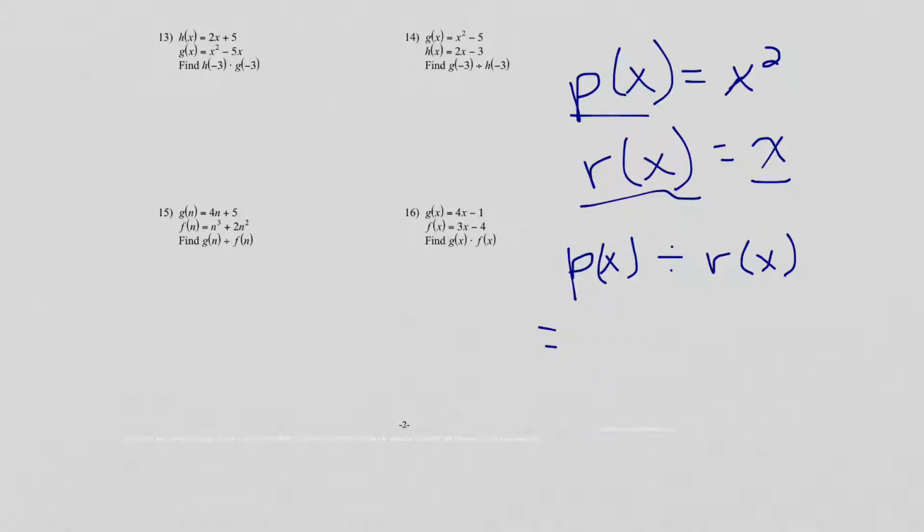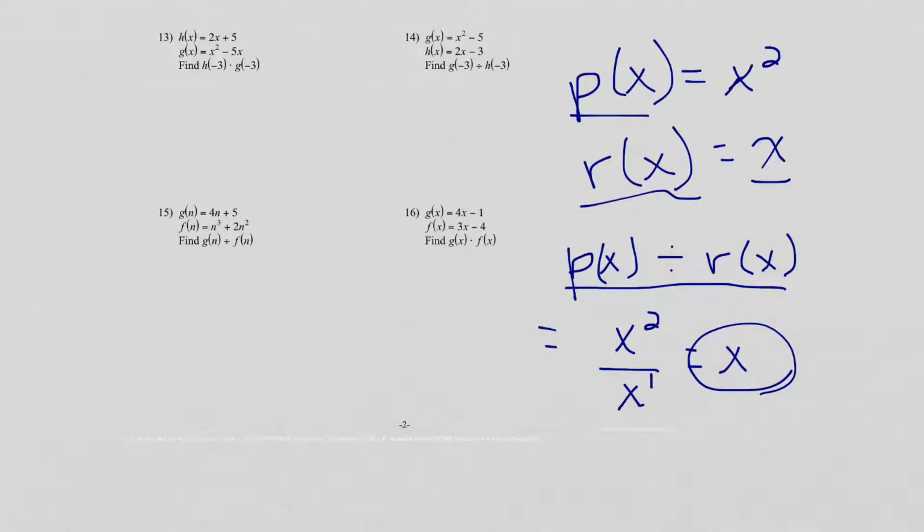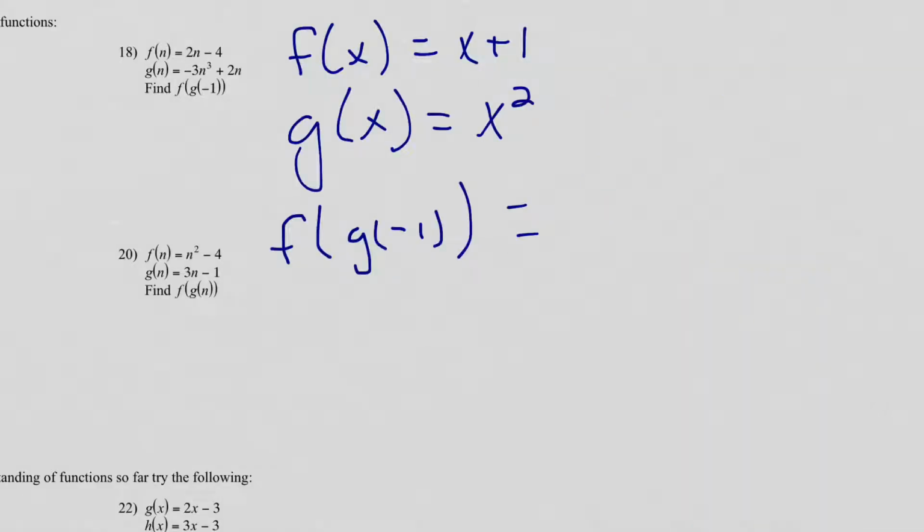That's it. Same idea happens when we divide functions. So we're just following instructions. Now we're asked to divide p of x by r of x. So that means p of x, which is x squared, divided by r of x, which is just x. And again, we can use the exponent laws and subtract the exponents. 2 minus 1, we're left with just x. So the result of p of x divided by r of x is x.